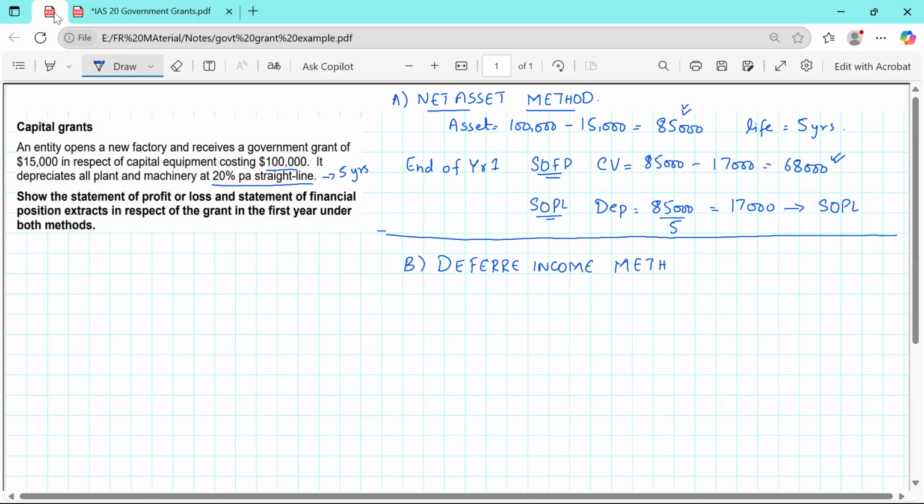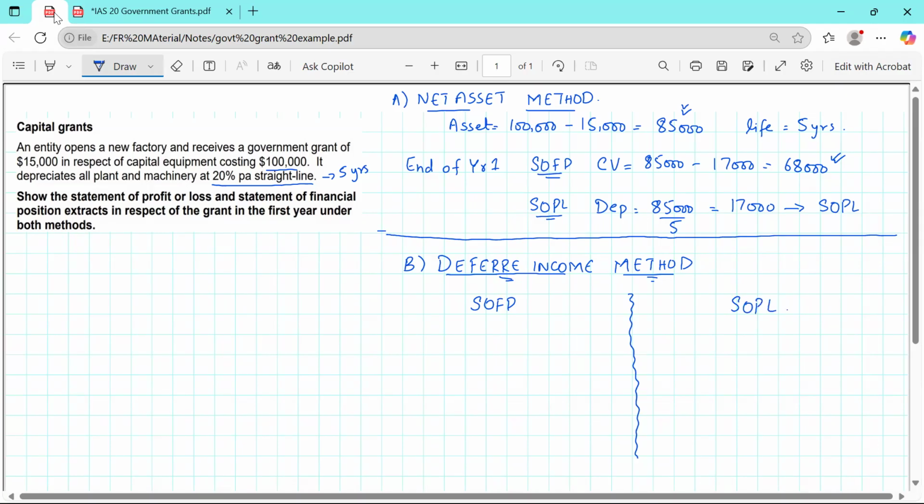Now in the net asset method, we were deducting the government grant from the cost of the asset, right? And initially recording the asset at that value. Here, we are not going to do that. We are going to treat them separately. So how will we treat them separately? Let's understand. Here I am going to write what we will take to the statement of financial position, and here I will write what we will take to the statement of profit or loss.